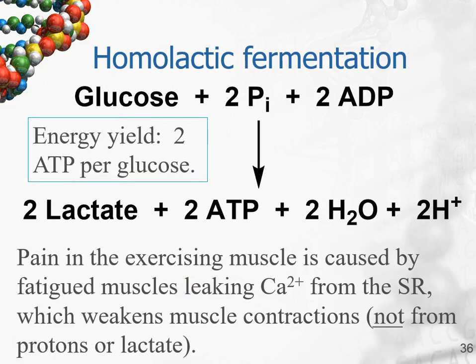So it's important to note that the energy yield is 2 ATPs per glucose. So again, when you go from glucose to pyruvate and pyruvate to lactate, overall that whole 11-step reaction gives us 2 ATPs.